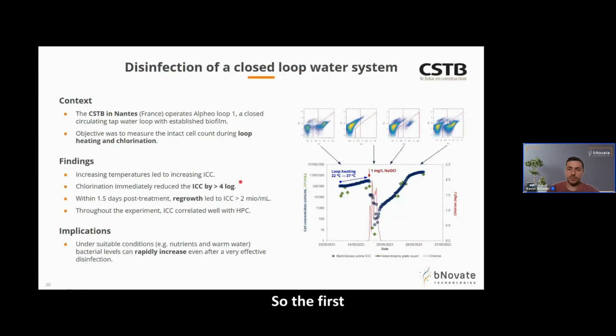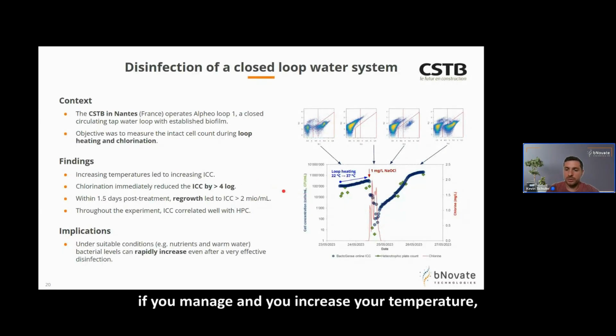So the first main finding is that, of course, if you increase your temperature, you have more bacteria in your system over time that will develop and create potential problems like Legionella or other issues.